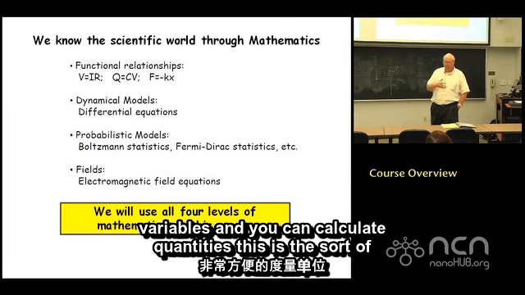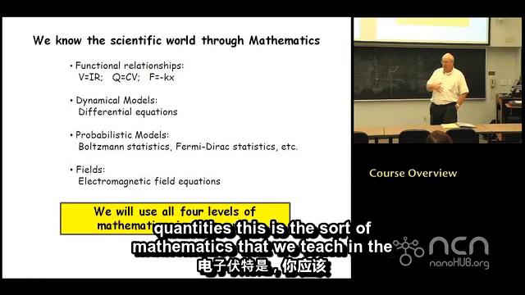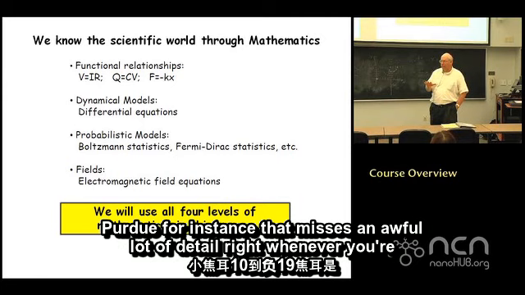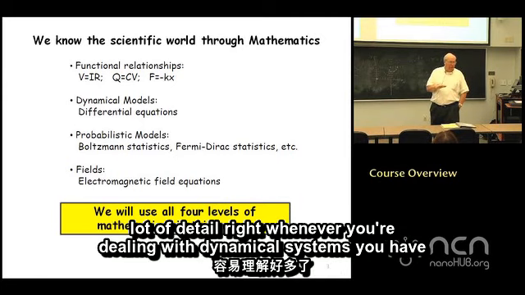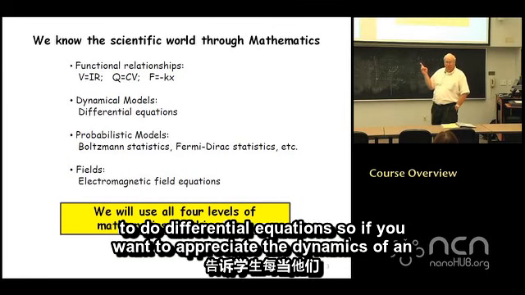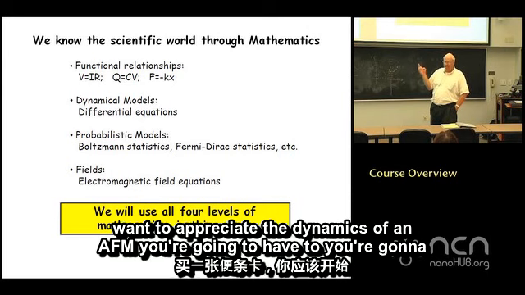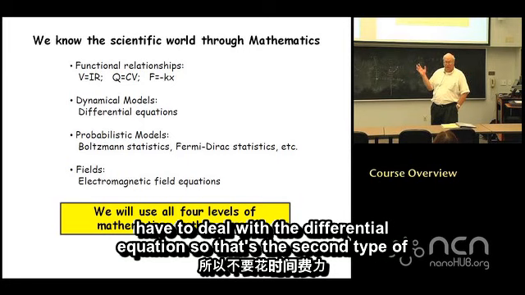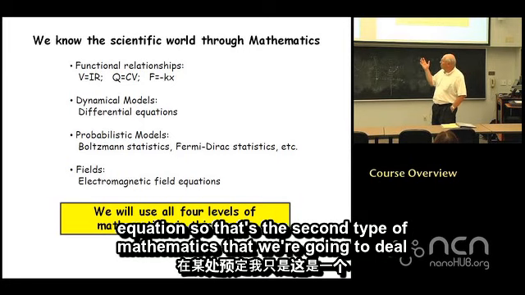This is the sort of mathematics that we teach in the introductory physics courses here at Purdue, for instance. That misses an awful lot of detail. Whenever you're dealing with dynamical systems, you have to do differential equations. So if you want to appreciate the dynamics of an AFM, you're going to have to deal with a differential equation. So that's the second type of mathematics that we're going to deal with.